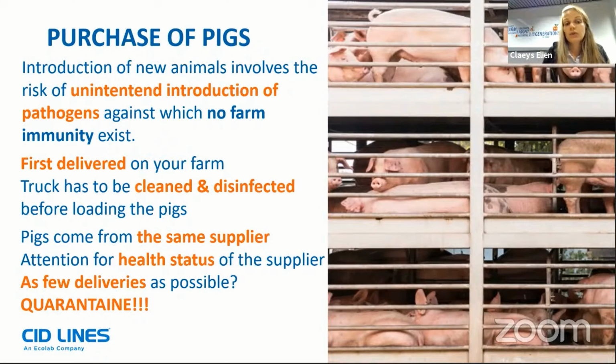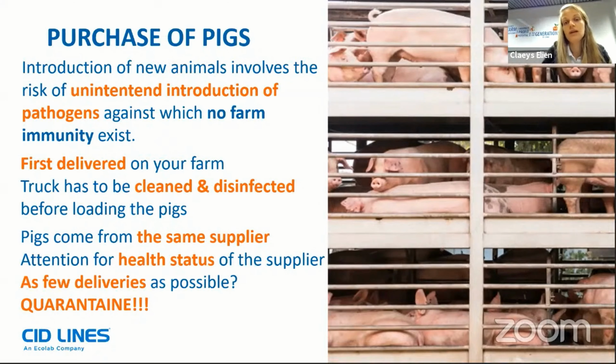So also the introduction of new animals involves a kind of risk. We never know upfront. So we can have the introduction of pathogens. We don't know which pathogens upfront. So really reduce it as much as possible.